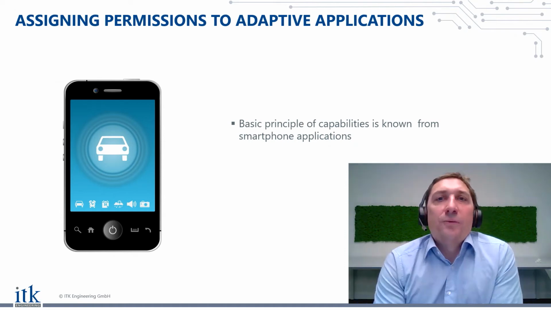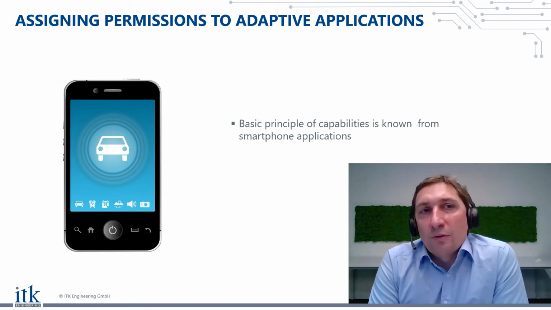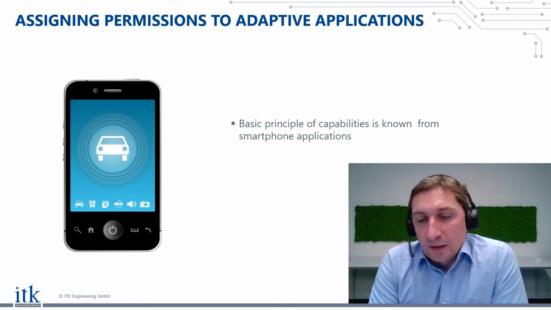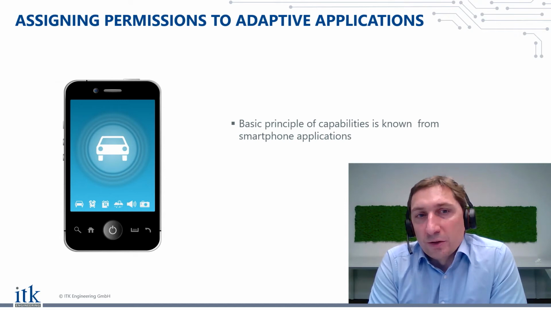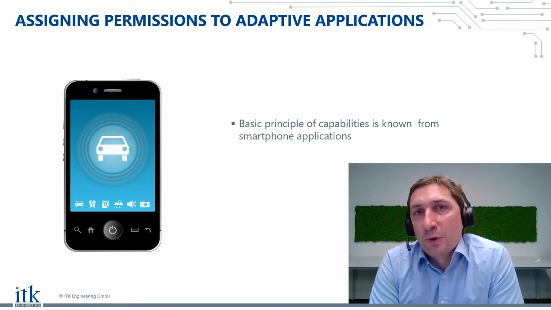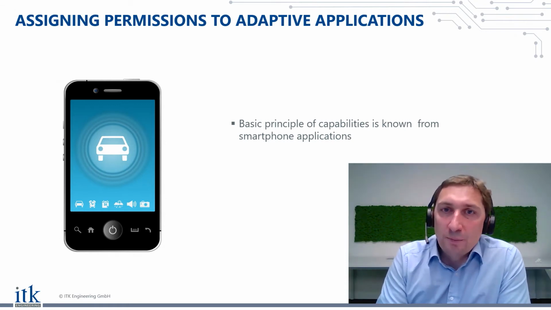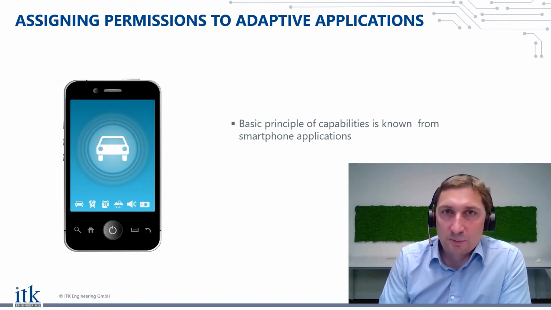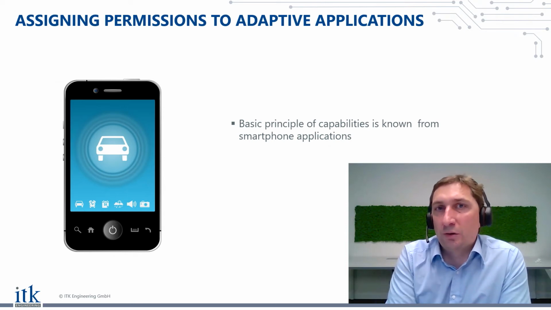The idea of permissions for adaptive applications is very similar to the well-known concept in the smartphone world. So if you deploy or install an adaptive application, the application itself comes with a list of requested permissions. You don't have to type the permissions in parallel, but the application comes with a list. This list, of course, is cryptographically signed, so the application itself cannot manipulate it.